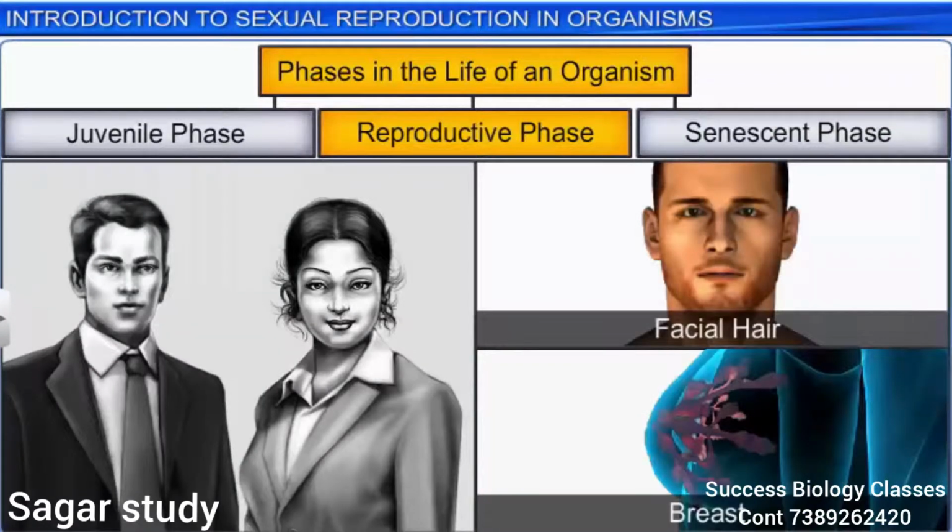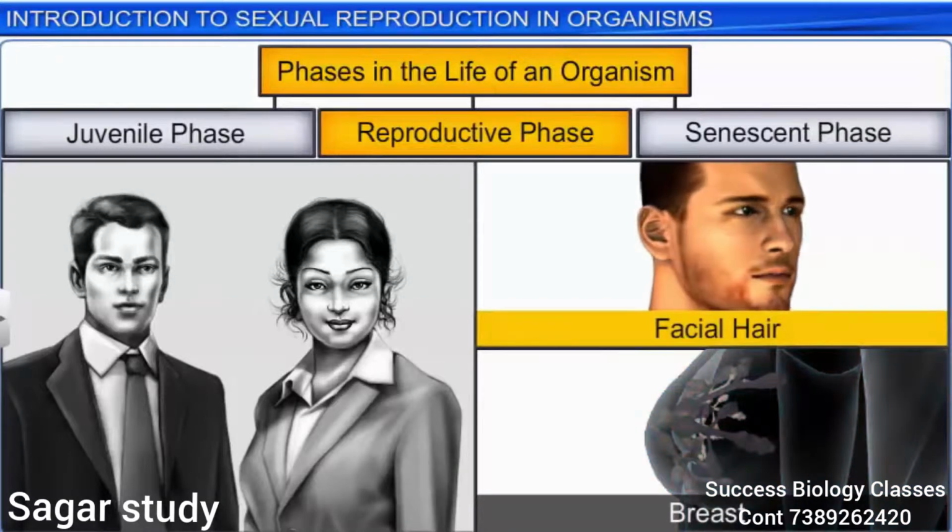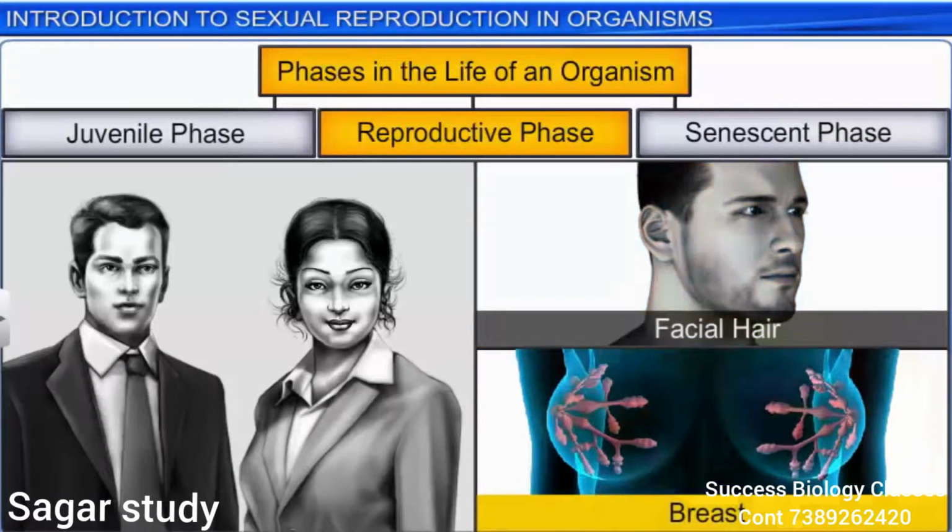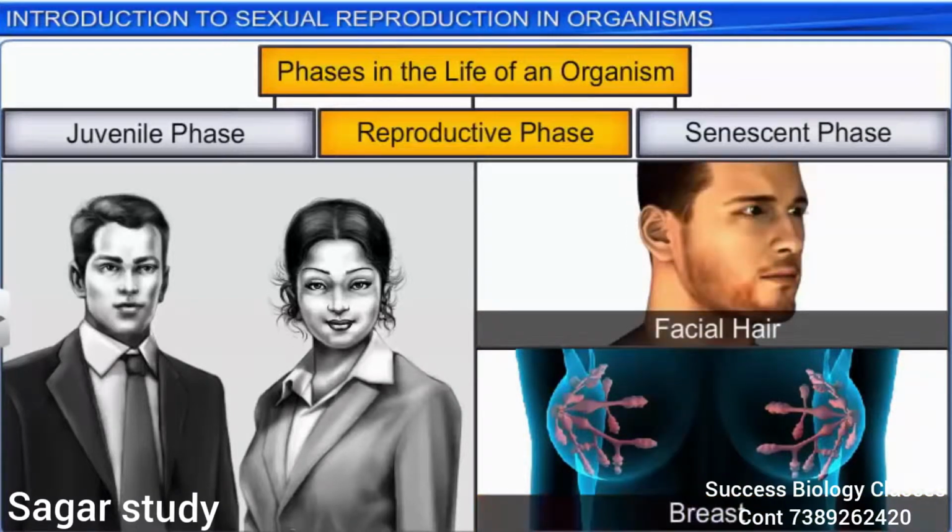In human beings, for example, the reproductive phase, which starts with puberty, leads to the development of male and female secondary sexual characters such as facial hair in male and breasts, which are seen more prominently in females.